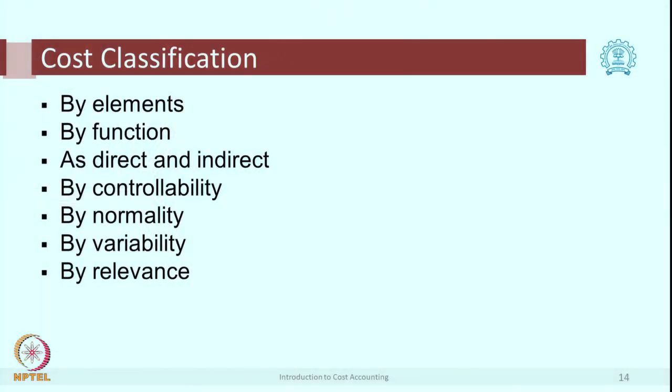Now, a very important part, that is cost classification. This will tell us about different chapters in cost accounting, because this is a detailed analysis on the lines of classification. We can go for a more detailed study of a cost for a particular item or for a particular product. Okay, so the first way of classifying is by elements. That is one of the most traditional ways. Then by functions, or by direct, indirect, by controllability, variability, relevance, and so on.